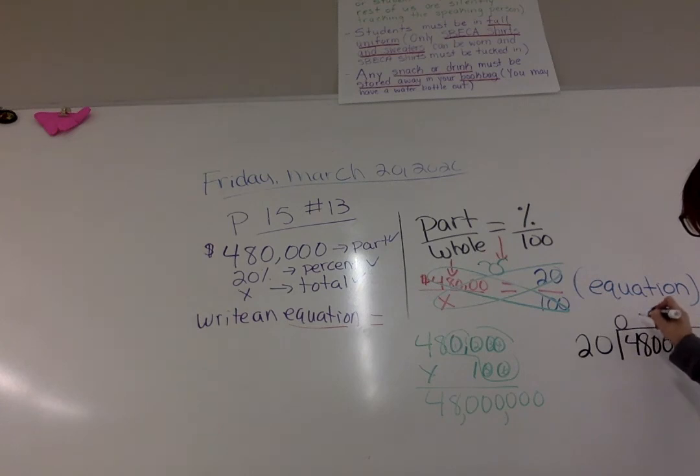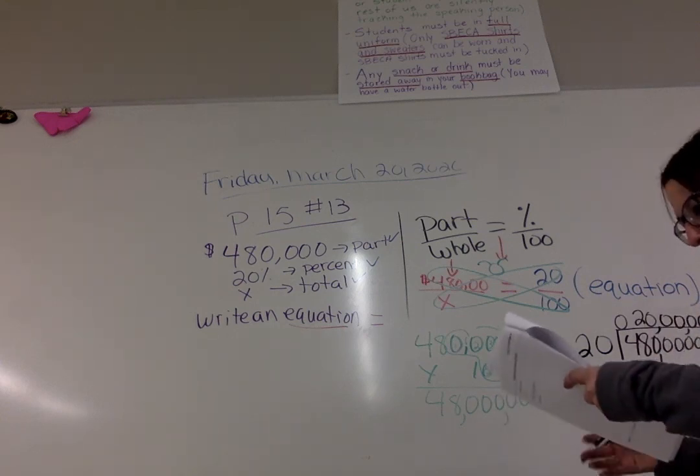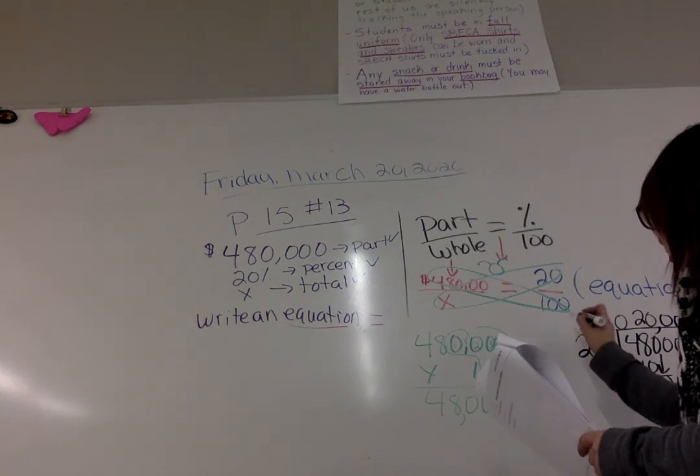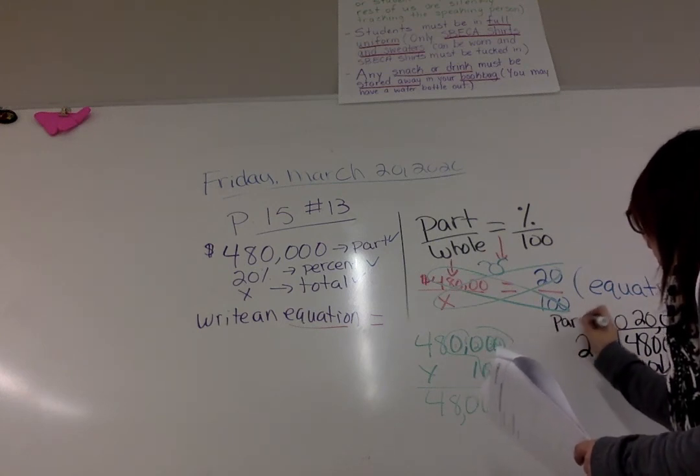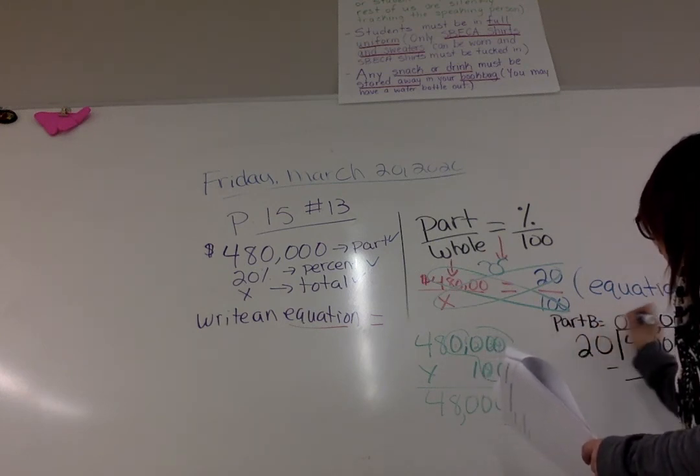I know this is 0. I know that this goes 2 times. This gives me 8 to bring down the 0. So then I'm going to do 1, 2, 3, 4, 5 zeros, comma, comma. So then this would be part B in money.